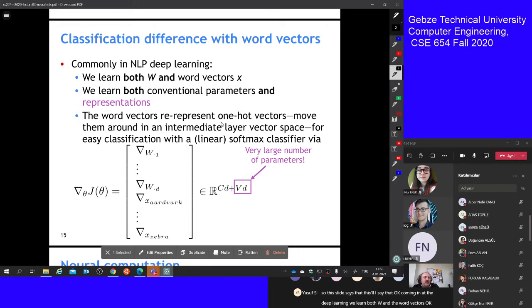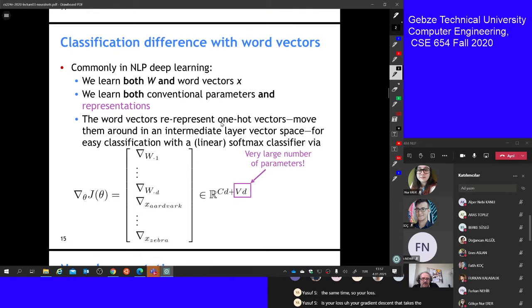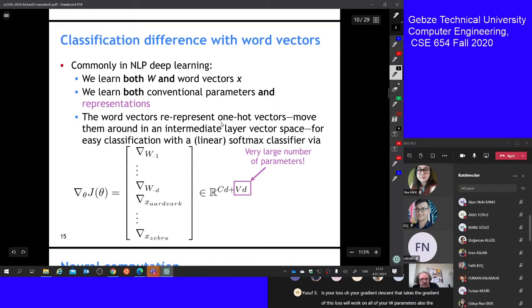Okay, you start your word vectors with word2vec or GloVe or something else, fastText or something like that. Then you use those vectors in a real application like sentiment classification, and during the training you learn both these W's and the word vectors at the same time. So the gradient descent that takes the gradient of this loss will work on all of your W parameters, also the parameters of all the vectors. So the optimization becomes something like that.